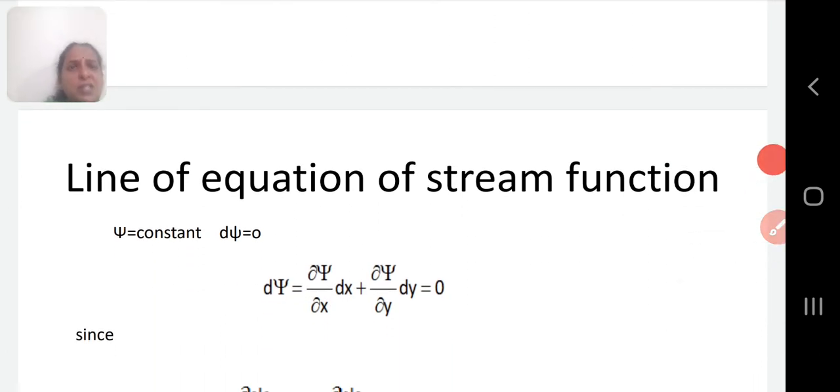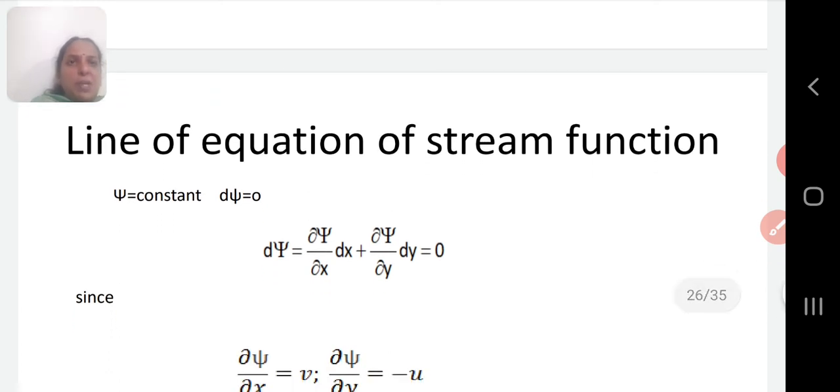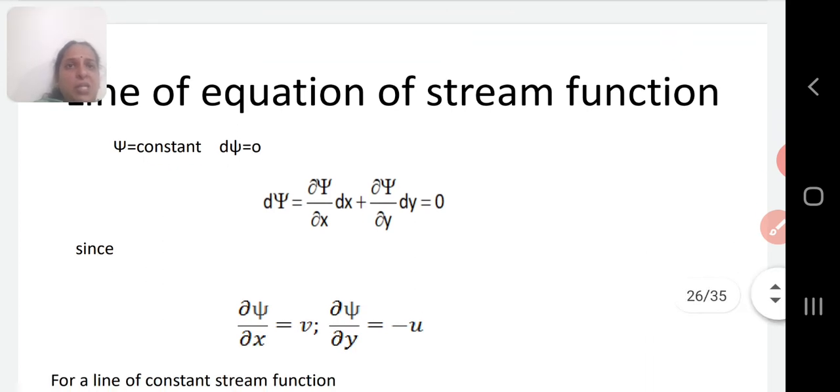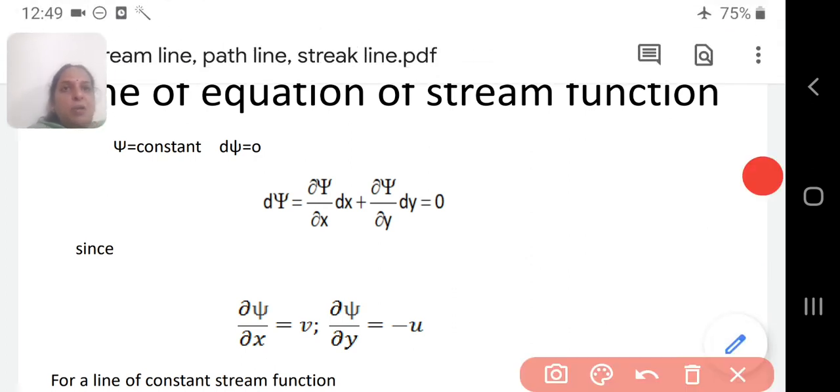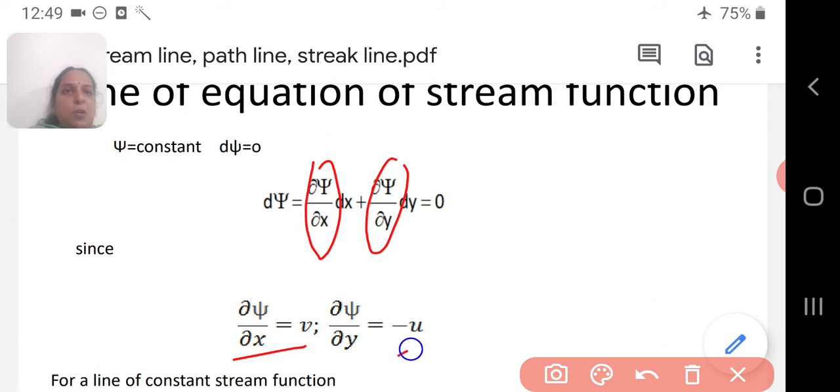We know what the stream function is, and we have dψ equal to ∂ψ/∂x dx plus ∂ψ/∂y dy equal to 0. So this is the line equation of the stream function, that is, the stream function with respect to the x direction and with respect to y, equal to 0. Where ∂ψ/∂x is equal to v, and ∂ψ/∂y is equal to minus u.